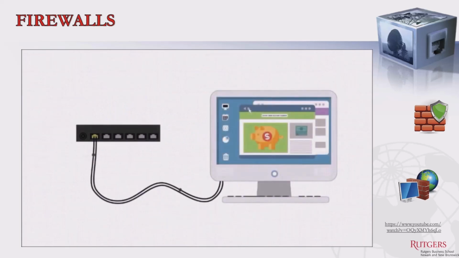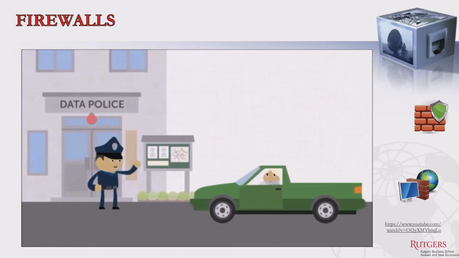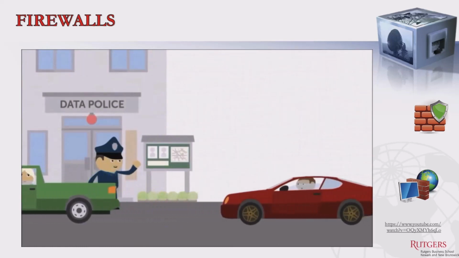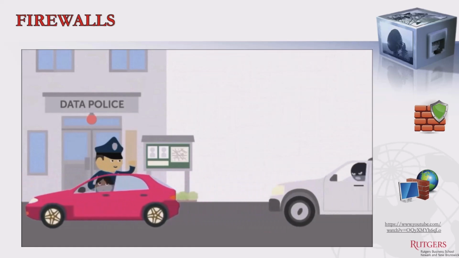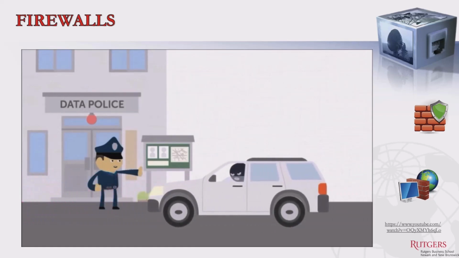A computer connected to the internet is constantly sending and receiving information. This information comes in small units called packets, and a firewall acts as a traffic cop for these packets. It's a layer of protection between your computer and cyberspace. It decides which packets are safe to let in and out, and which should be stopped at the door.